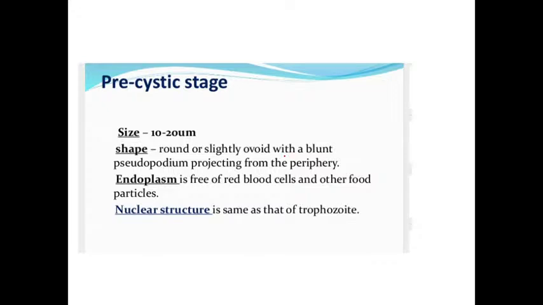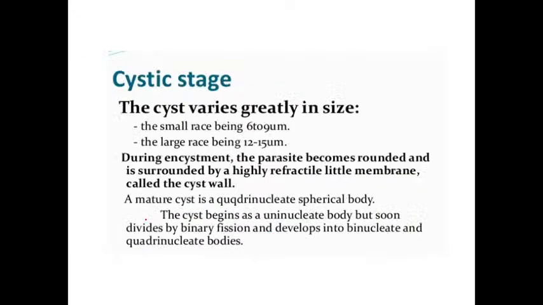from the periphery. The main difference between the pre-cystic stage and the trophozoite is that in the pre-cystic stage the endoplasm is free of RBCs, whereas in the trophozoite RBCs are there. The nuclear structure is the same as that of the trophozoite. The difference between these three is in size, which I've mentioned here.